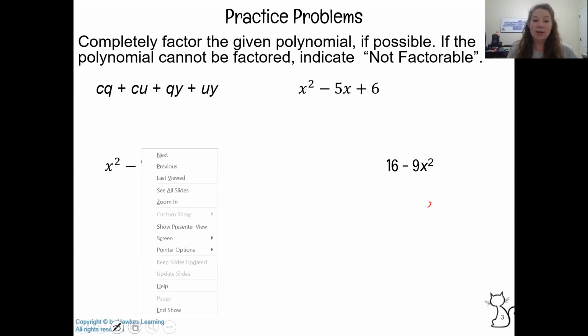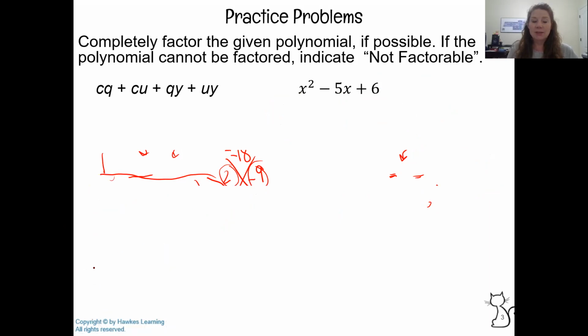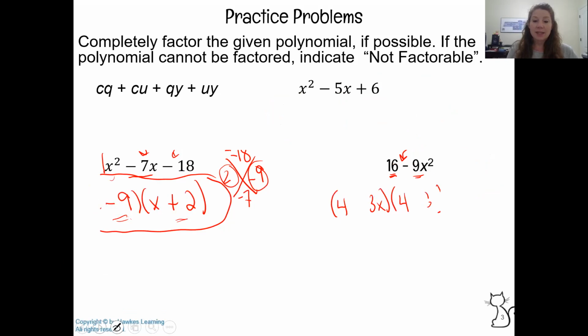3x squared, previous, no, shoot. Oh, what did I do, you guys?